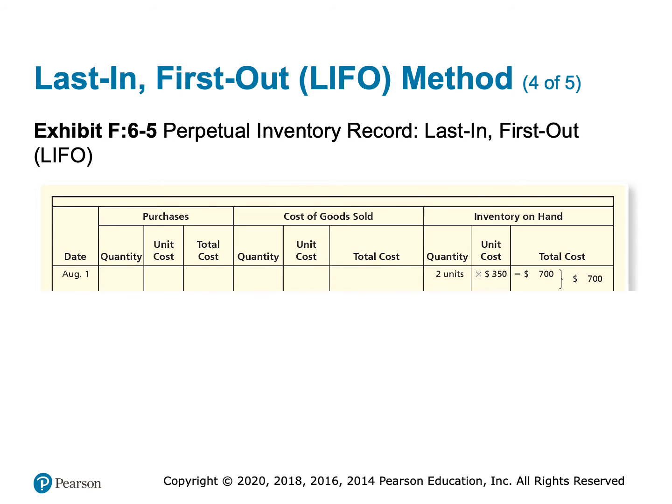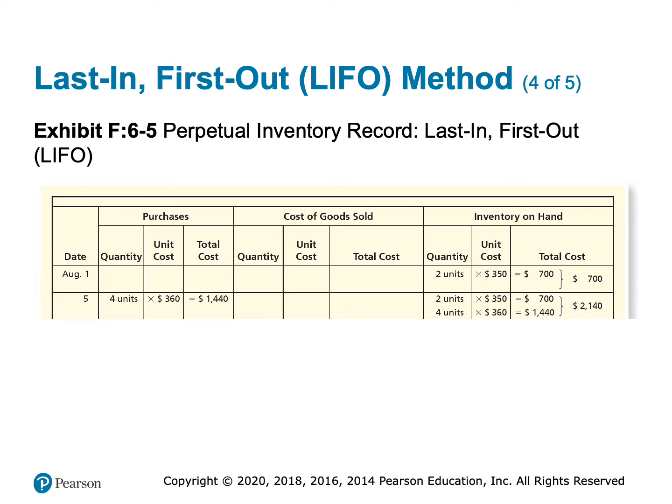So we started off on August 1st with 2 units at $350 for a total of $700. So our inventory T account has a balance of $700 in it. Then we purchased 4 more units at $360. So we did our journal entry to debit inventory, credit accounts payable for $1,440. We'll look at our inventory on hand. We have 6 units, 2 of the old ones at $350, 4 of the new ones at $360. Notice so far everything's exactly the same as it was under FIFO.